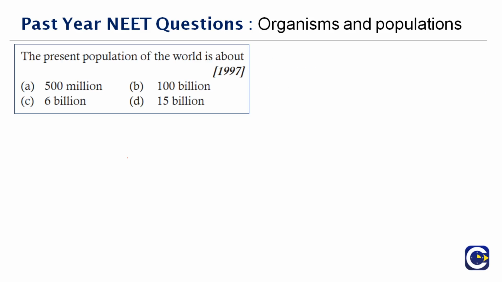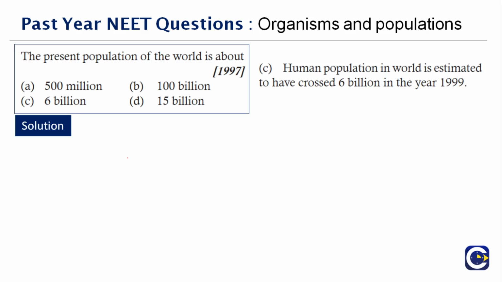Next question here. The present population of the world is about dash. So now I'm going to give you, it's a direct question, you don't have to have much explanation for this. The right answer is option C, 6 billion. It has actually crossed 6 billion in the year 1999. So imagine what will be the count now.